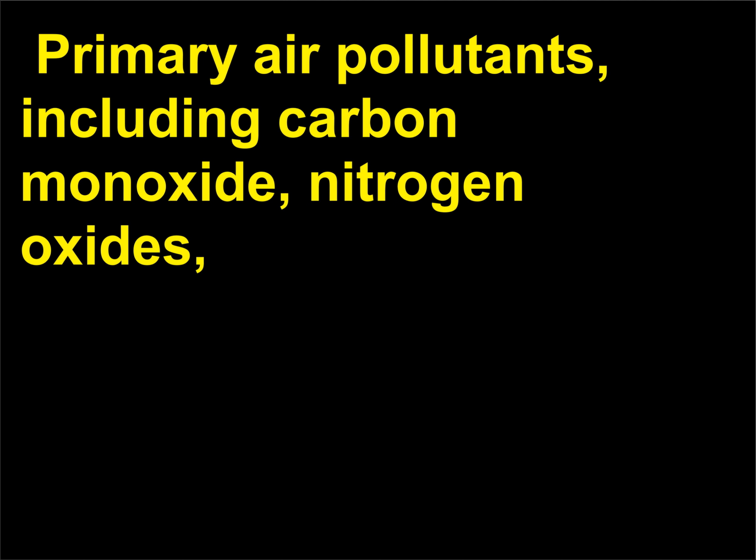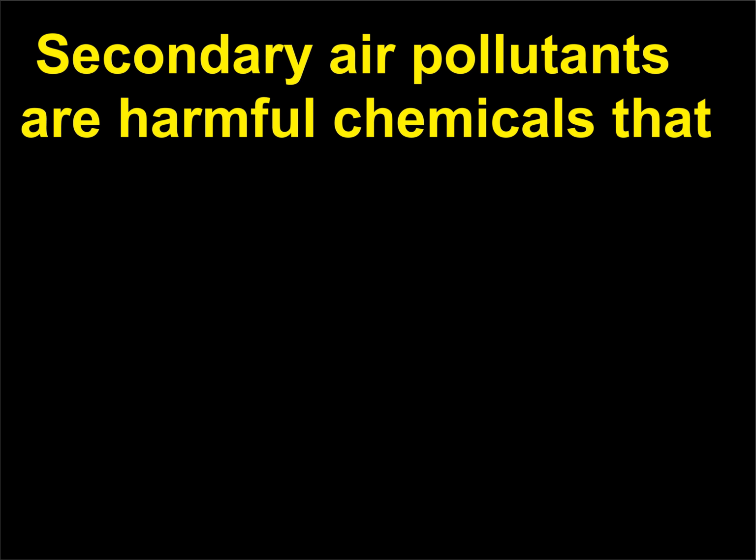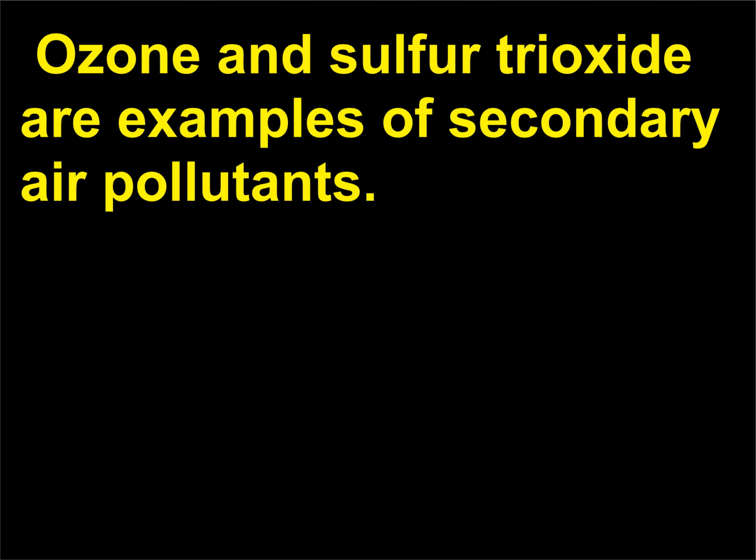Primary air pollutants, including carbon monoxide, nitrogen oxides, sulfur dioxide, and particulate matter, enter the atmosphere directly. Secondary air pollutants are harmful chemicals that form from other substances released into the atmosphere. Ozone and sulfur trioxide are examples of secondary air pollutants.